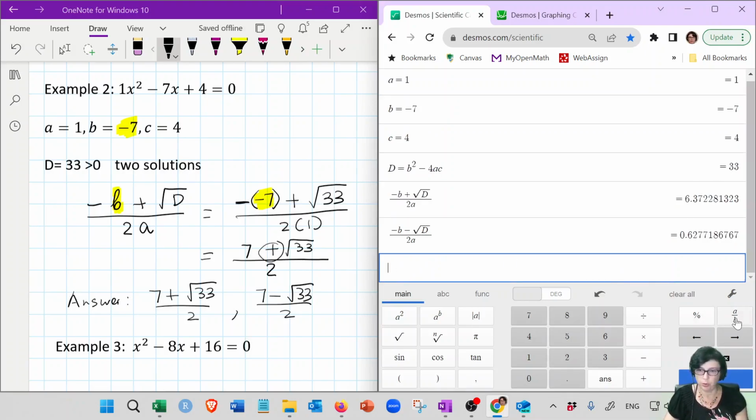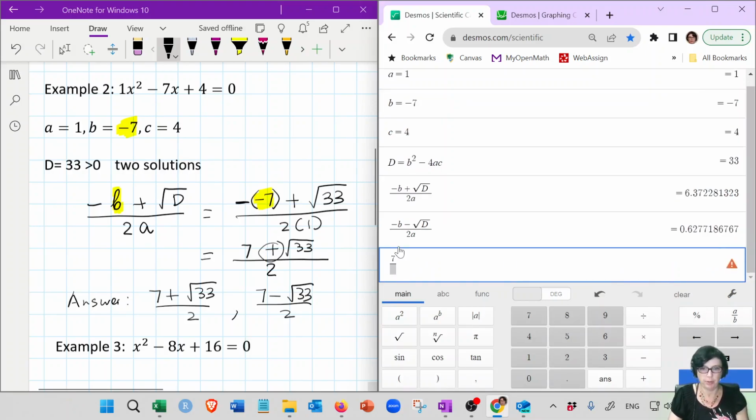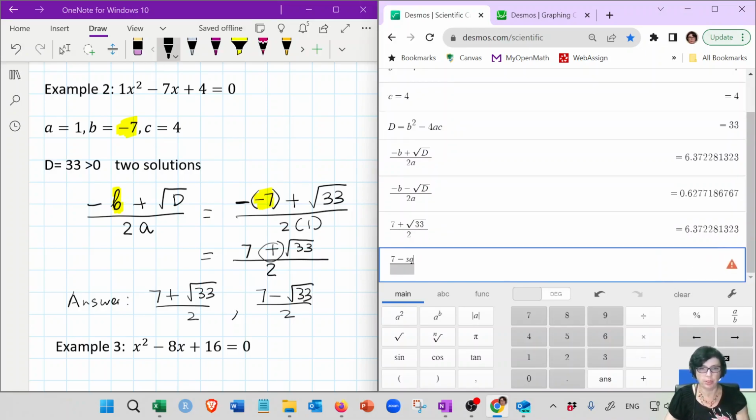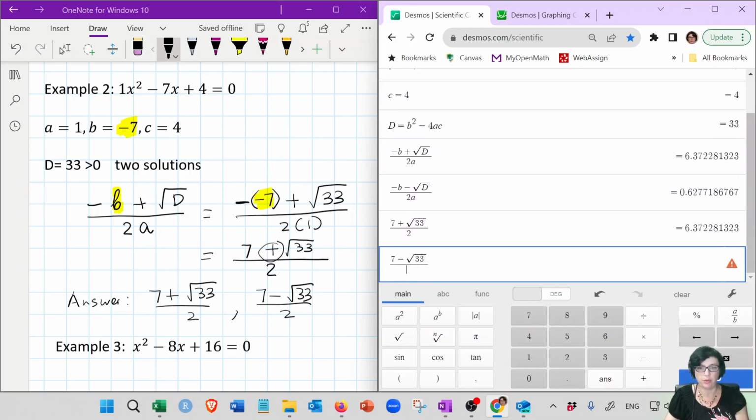So if I were to do the fraction and put 7 plus square root of 33 divided by 2, it does look like it corresponds to the solution Desmos gave me, and so that means it's correct. For the second one, it's going to be 7 minus square root of 33 over 2, so that also matches the second solution that Desmos gave me. So I am good.